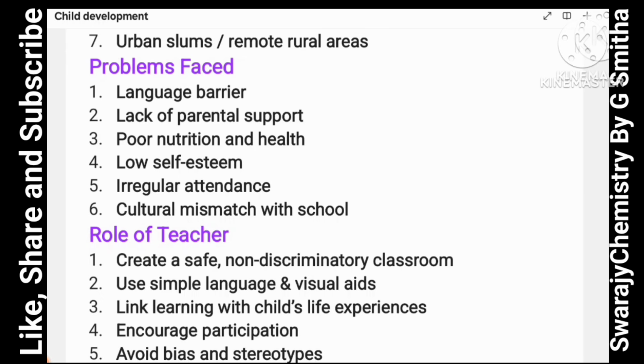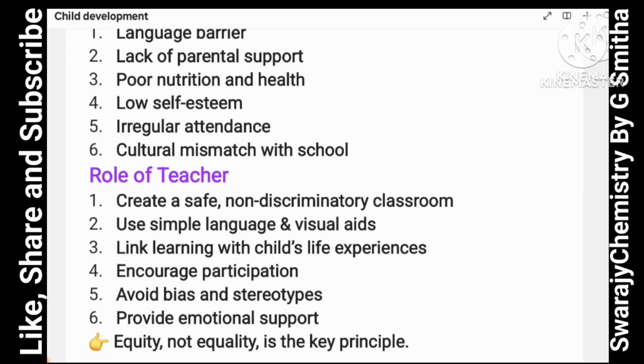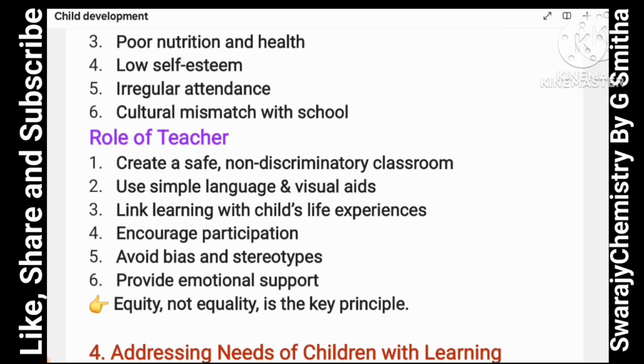The next is the role of teachers. A teacher should create a safe, inclusive and non-discriminatory classroom. Use simple language and visuals, connect lessons with daily life, encourage participation, avoid bias and stereotypes, provide emotional support. Please remember, equity means giving extra support where needed, not treating everyone the same.